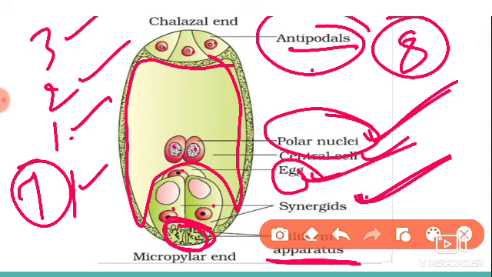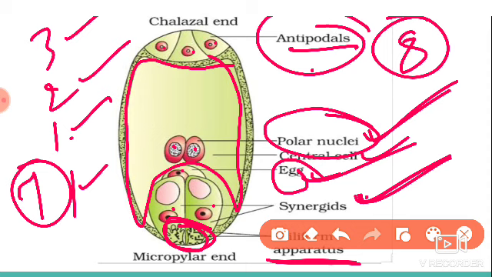Another thing, students, please remember: monosporic development occurs here. Monosporic means the embryo sac is developed from a single megaspore. From a single megaspore, one embryo sac is going to be developed. This condition we call monosporic. This is the explanation, students.